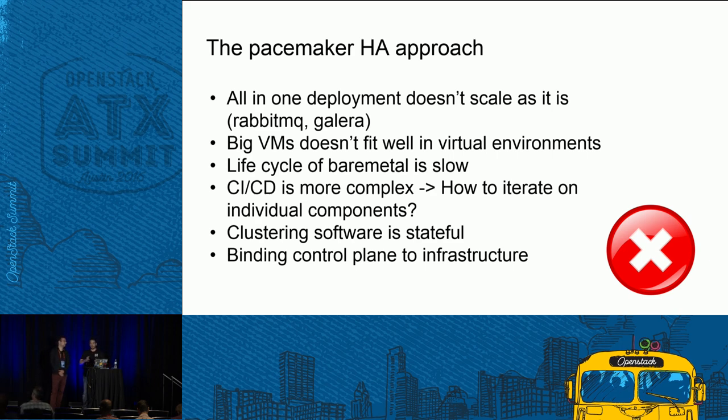If you translate these requirements to virtual hardware requirements, you will end up with huge virtual machines that are not good for virtual environments because they are harder to operate. You don't want to have a virtual machine that has the same number of virtual CPUs as your hypervisor, isn't it? So life cycle of bare metal is slow. So it's not a good model to have in a virtual environment, so you have to move to bare metal.